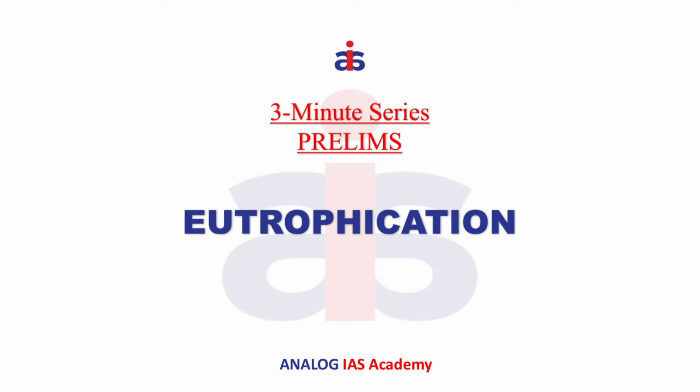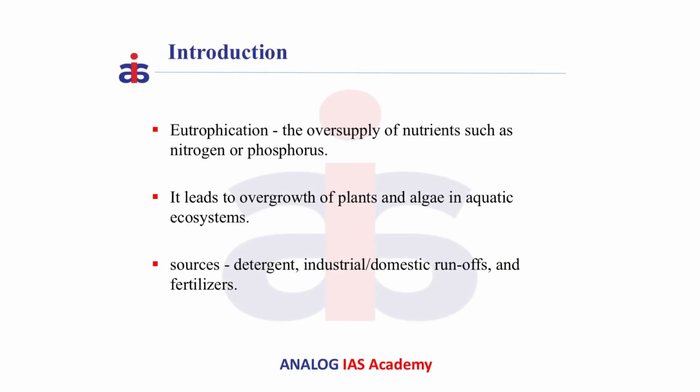Today we are going to discuss an important topic called eutrophication. Eutrophication occurs from oversupply of nutrients, most commonly nitrogen or phosphorus, and it leads to overgrowth of plants and algae in aquatic ecosystems. After such organisms die, the bacterial degradation of their biomass results in oxygen consumption, thereby creating the state of hypoxia. The source of these excess phosphates is detergents, industrial and domestic runoffs, and fertilizers.